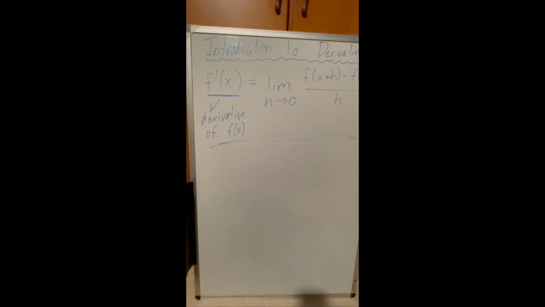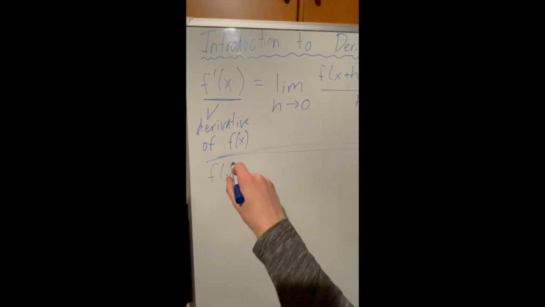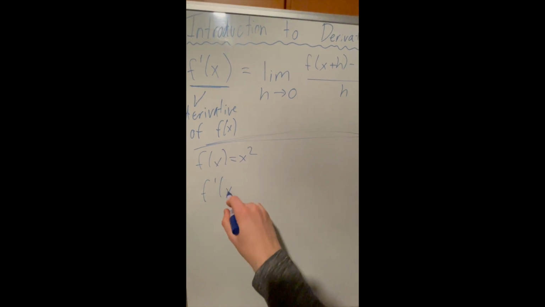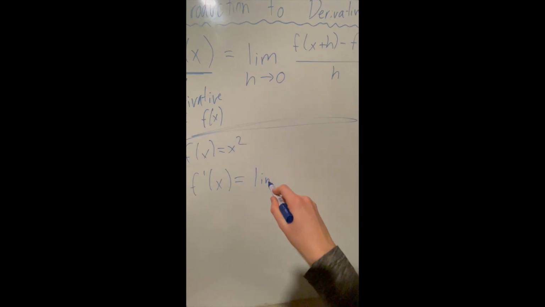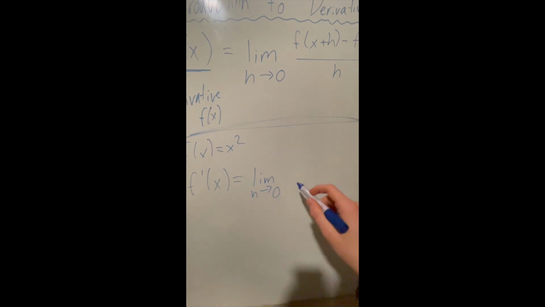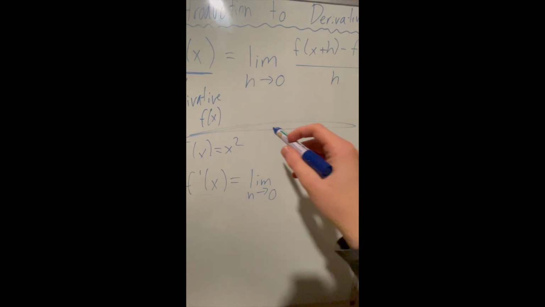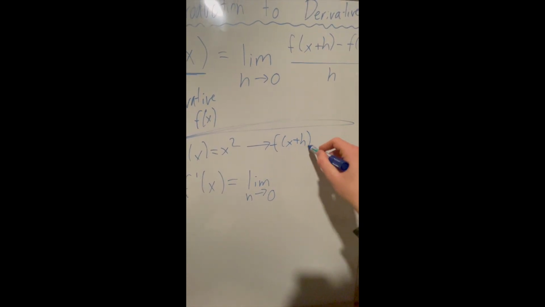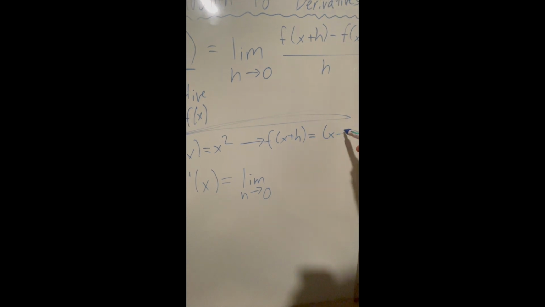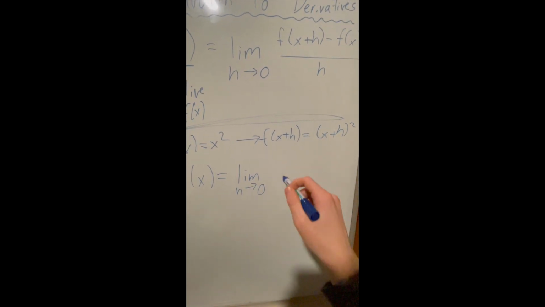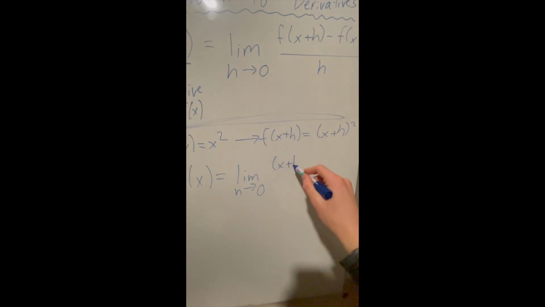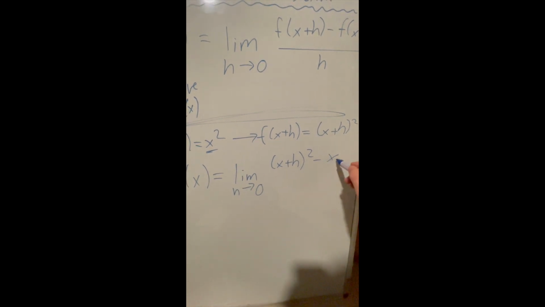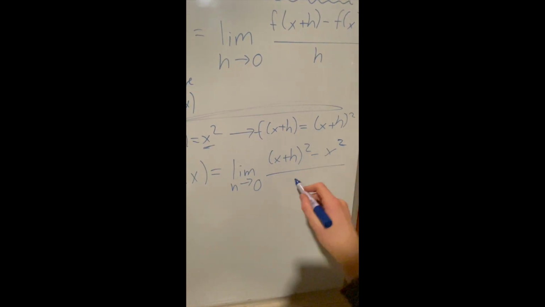So let's try and apply this to an exercise. Our function, our f of x, is equal to x squared. So now let's find our f prime of x, our derivative. Limit where h approaches 0, f of x plus h. f of x plus h would be equal to (x plus h) squared. So that's what we write here. (x plus h) squared minus f of x. f of x is just x squared. So x squared, divided by h.